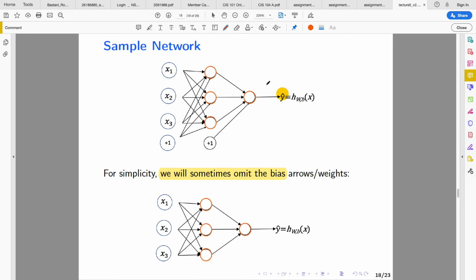This is a sample network. We have all our inputs, a hidden layer, and our output, and our prediction is calculated this way. Now, sometimes we omit the bias arrows, so I omit the bias here.